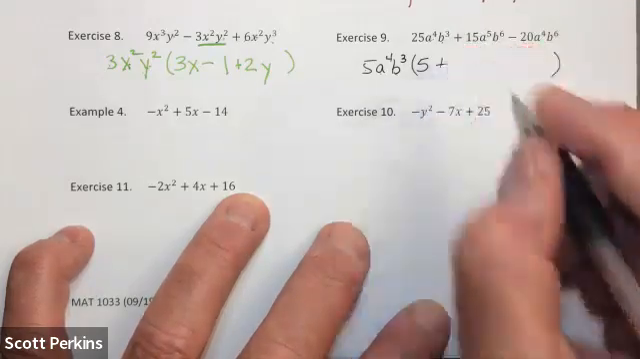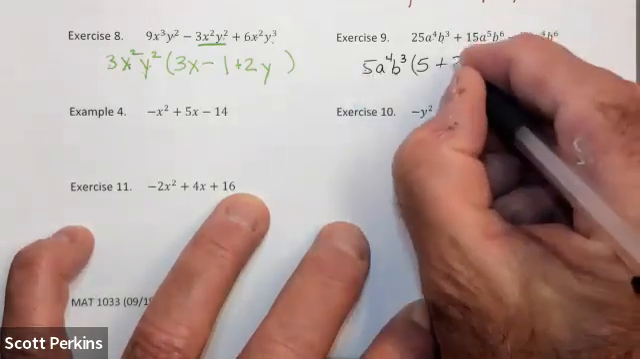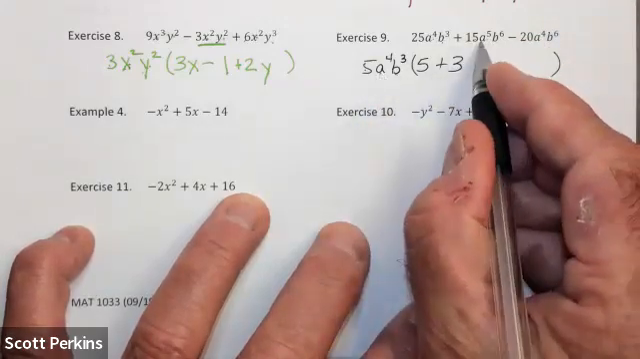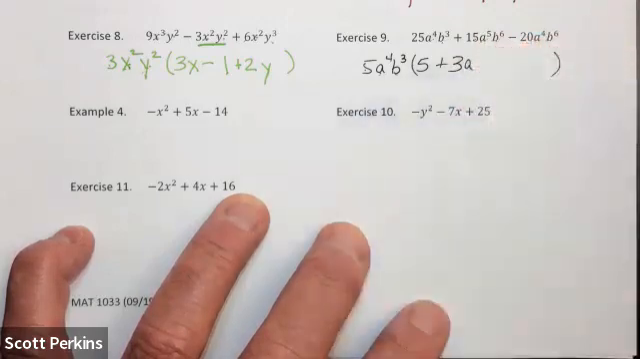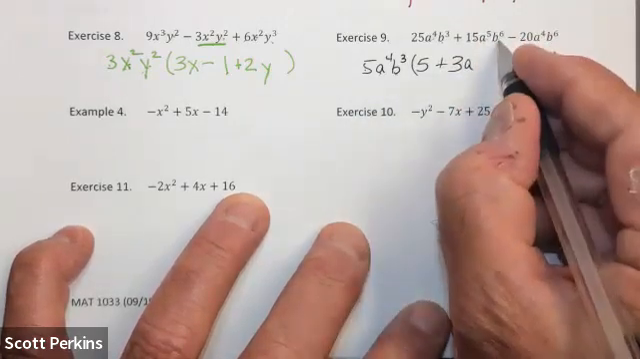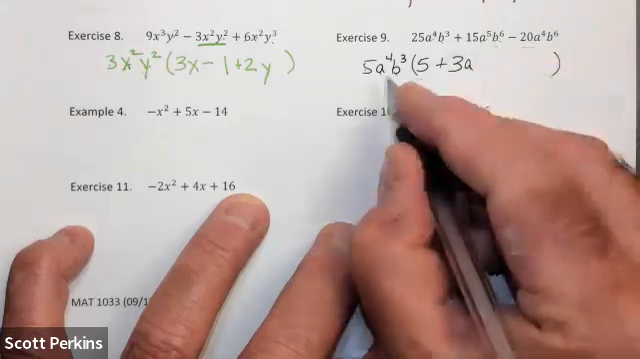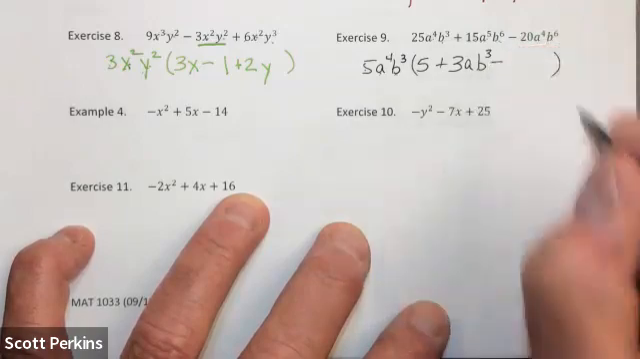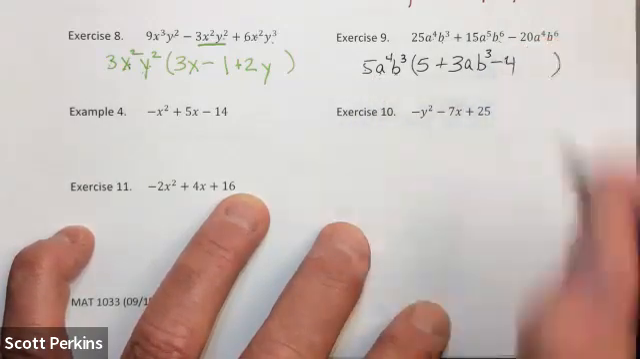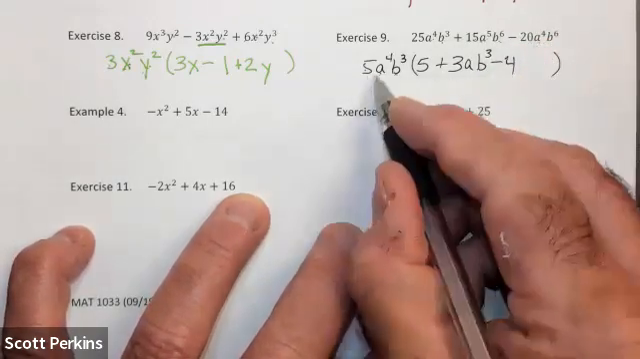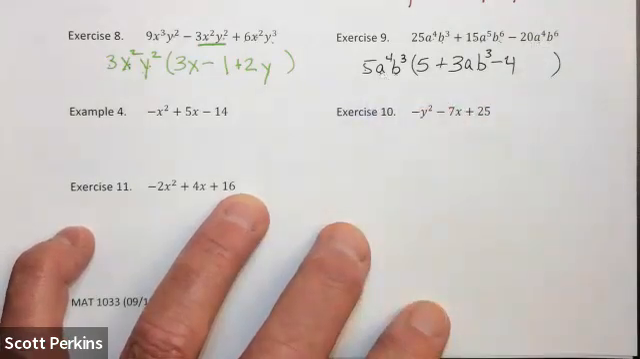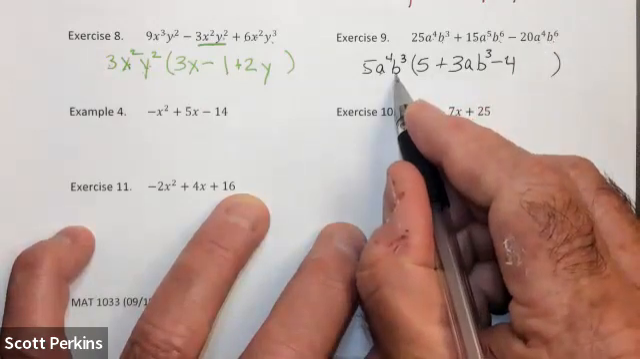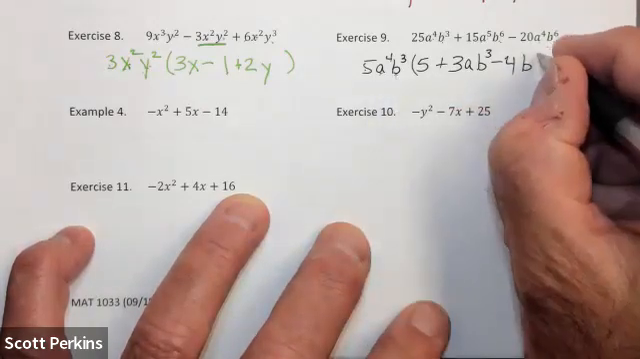And then plus 15 divided by 5 is 3. A to the 5th divided by a to the 4th, I started with 5, I took 4 of them out, so that leaves me 1. And then b to the 6th divided by b to the 3rd, I started with 6, I took 3 out, that leaves me 3. Minus 20 divided by 5 is 4. Started with 4 a's, took out 4 a's, so there's no more a's left in that term. And then b to the 6th, took out 3 b's, b to the 3rd, so that leaves me b to the 3rd.